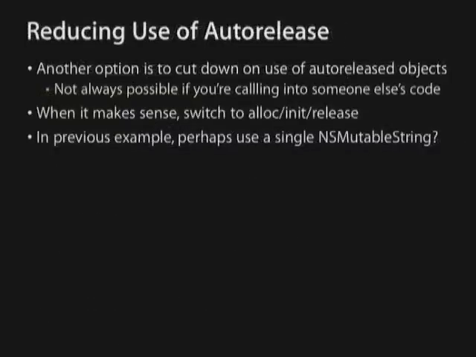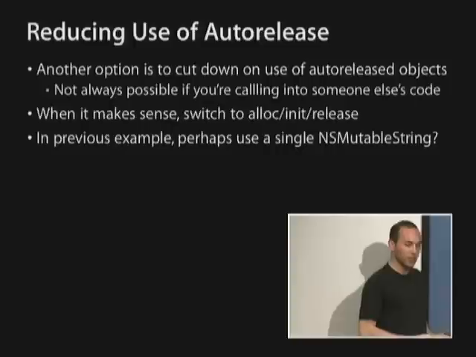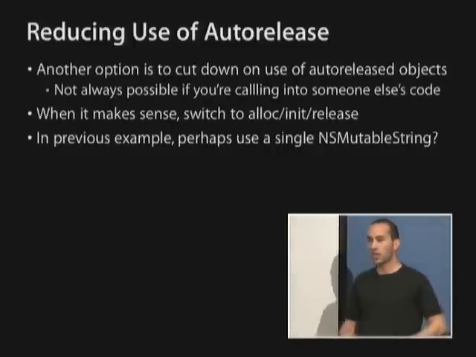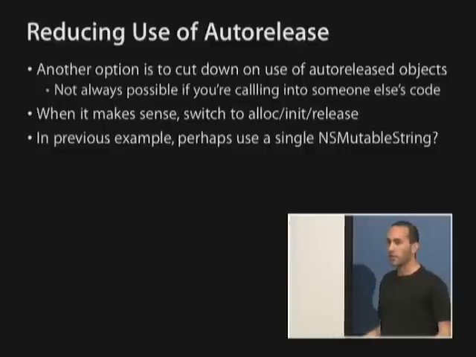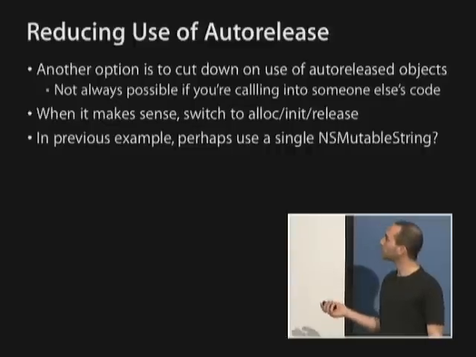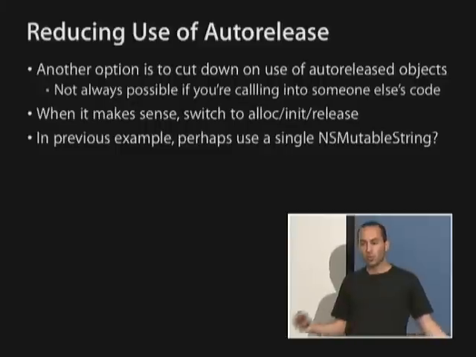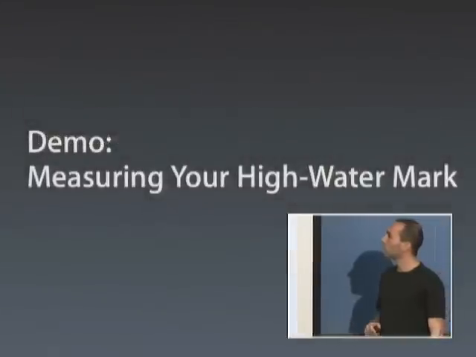And another thing you can do, actually, what I would say is the first line of defense when you have a lot of auto-release, is don't use auto-release. If you have the option to allocate and release an object instead of auto-releasing it, do that. The memory is going to come when you need it, and it's going to go when you're done with it. If you don't need it to persist to the end of your run loop, just get rid of it. And again, in the previous example, maybe a mutable string would have done the trick. You create one mutable string, and over your loop, you just keep changing it. So let's take a look at that.